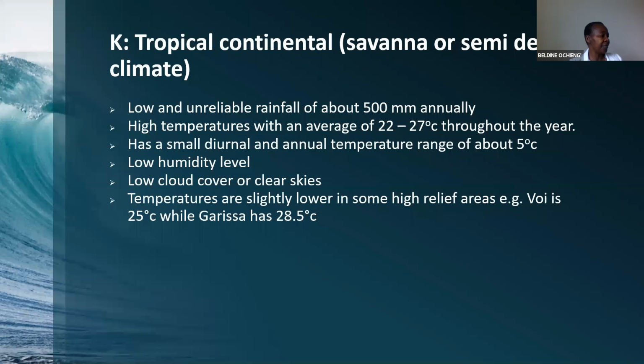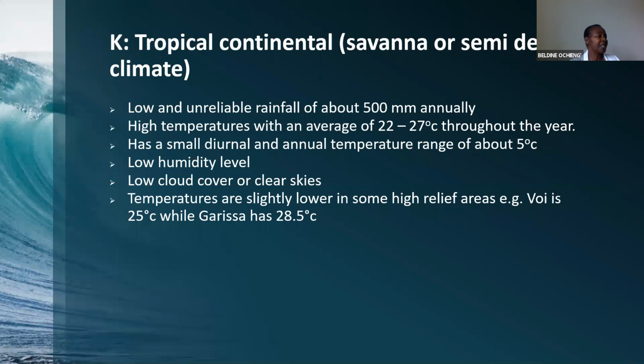Temperatures are slightly lower in some relief regions, like Voi at 25 degrees, while Garissa is 28.5 degrees Celsius. Slightly lower where we have relief features, and we have the examples of Voi and Garissa where we have some hills. That is what we have for our tropical continental.